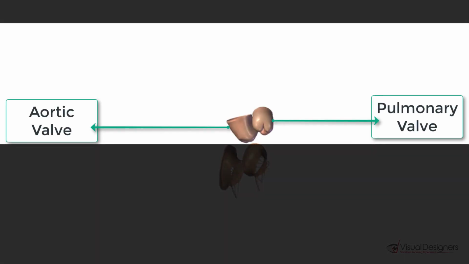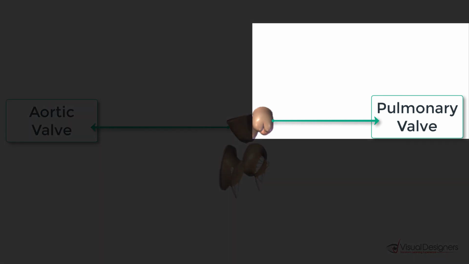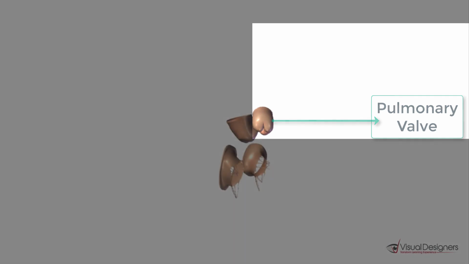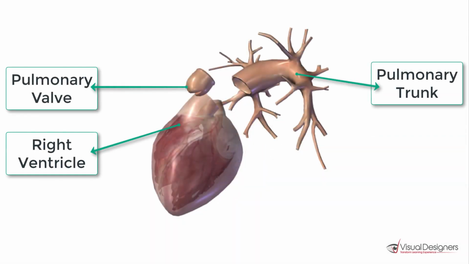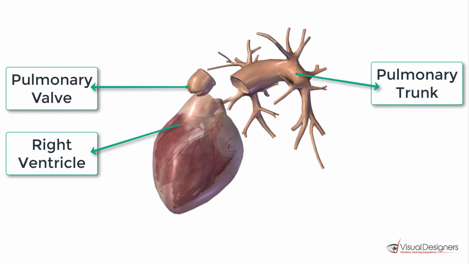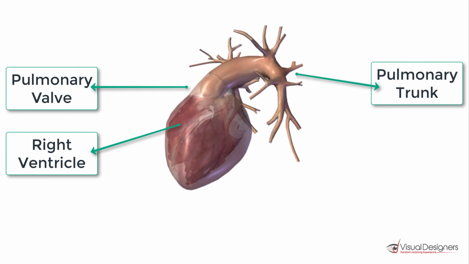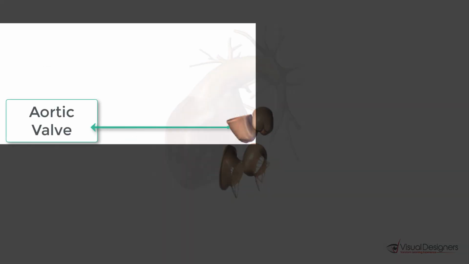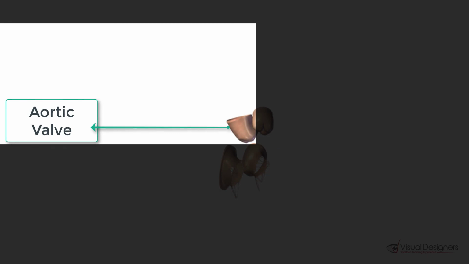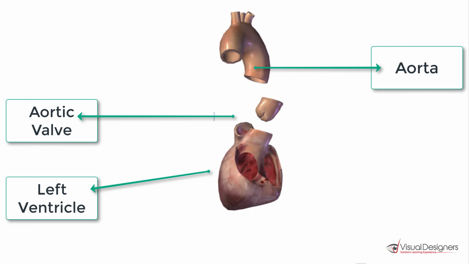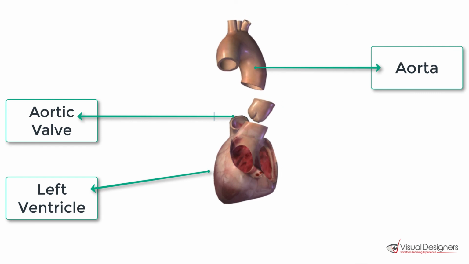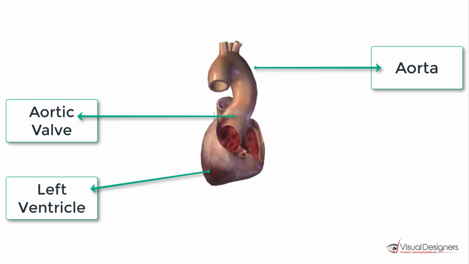Moving on with the remaining two valves, the pulmonary valve and the aortic valve are known as the semilunar valves. Let's discuss these one by one. First is the pulmonary valve. This valve lies at the exit of the right ventricle, and at the base of the pulmonary trunk. Next is the aortic valve. As we can see here, this one lies at the exit of the left ventricle, and at the base of the aorta.